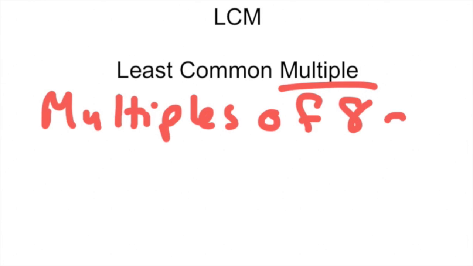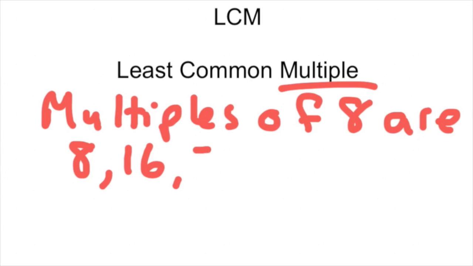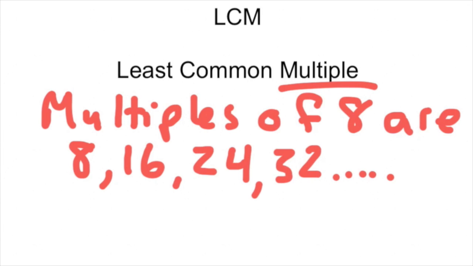What is a least common multiple? A multiple is when you skip count by a number. So multiples of 8, for example, are going to be 8, add on another 8, 16, 24, 32, and so on. Multiples don't stop. They just keep going on, adding on 8 more each time.